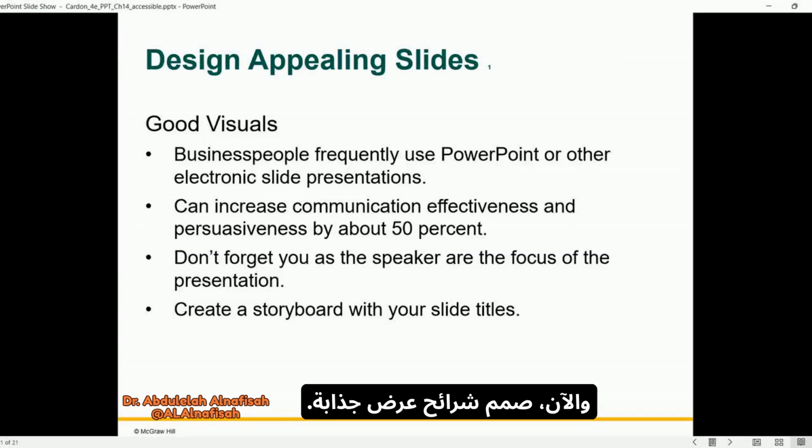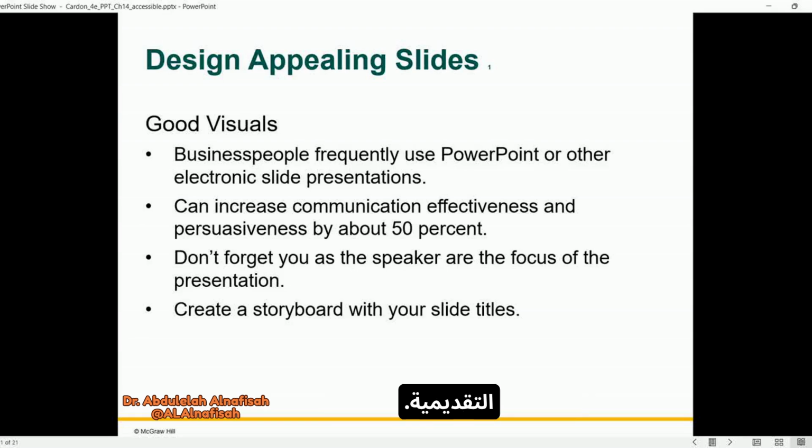Now design appealing slides. In the contemporary business environment, visual aids such as PowerPoint slides are frequently utilized to enhance presentations. The effectiveness of good visuals in increasing communication and persuasion cannot be overstated. Studies suggest that visuals can boost effectiveness by up to 50%. Since a significant portion of information retention, approximately 75%, is visual, it's crucial to leverage well-designed slides in your presentations.